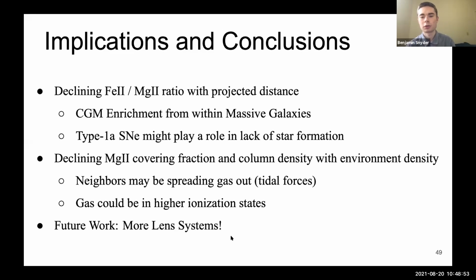All right, that's a good question. Basically, the way we know that it's coming from within massive galaxies is this downward trend is consistent with the iron slowly spreading out across the CGM. So if the enrichment came from the intergalactic medium, we might expect a more flat curve, where it's a more similar density all around.